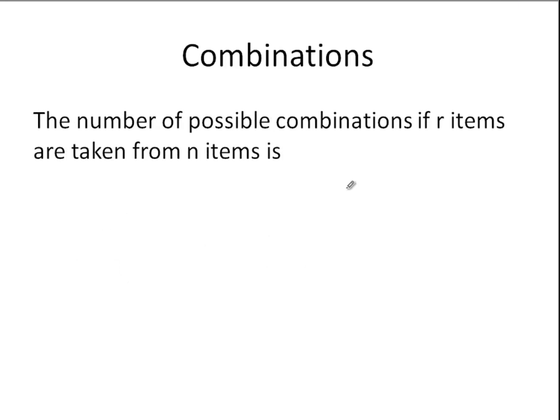The number of possible combinations when R items are taken from N items is given by this equation. Remember, N is the total number of items that you have, and R will be how many you're taking from those N items. So this is the formula, and as you can see, we have factorials in here. So it's n factorial all over n minus r factorial times r factorial.